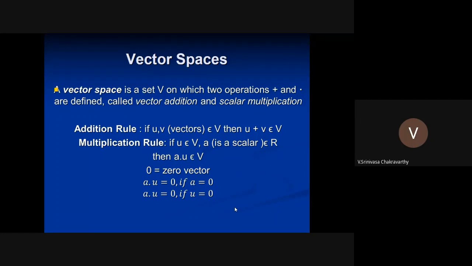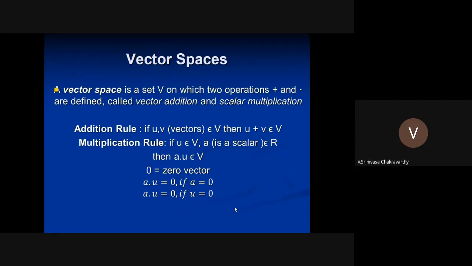So let's start with vector spaces. As you know, there are certain conditions which vector spaces satisfy. There are a couple of rules. So if U and V are vectors, which are elements of this set called a vector space, which is denoted by capital V, then the addition rule says that the sum of U and V, so there is a summation operation that is defined over these vectors, U plus V is also in the vector space V.